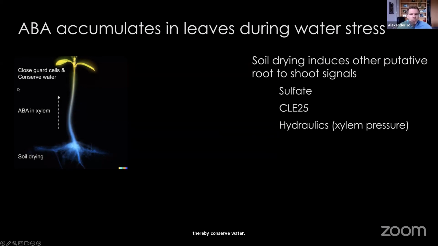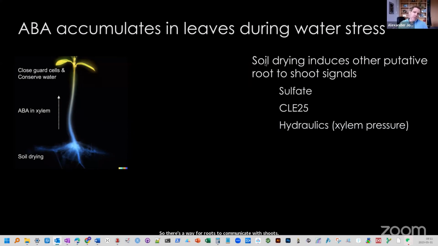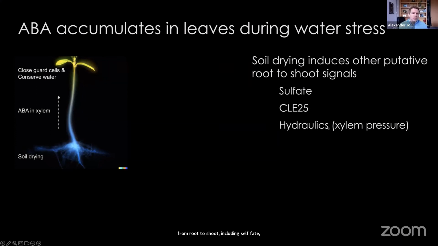Now, this is an old model. Subsequently, several other signals have been proposed to communicate soil drying from root to shoot, including sulfate, CLE25 peptides, and even hydraulics. So the xylem column can have its own pressure signals that maybe can affect leaf synthesis of ABA in those vascular cells or even in the guard cells.